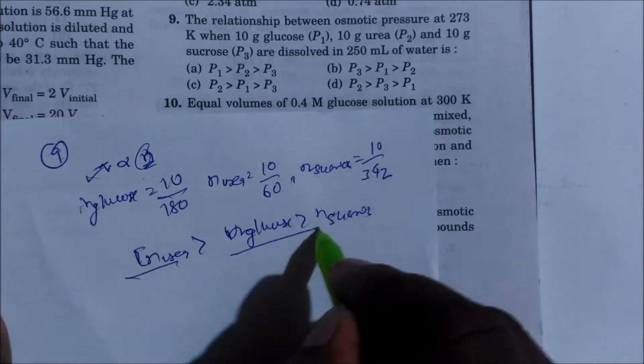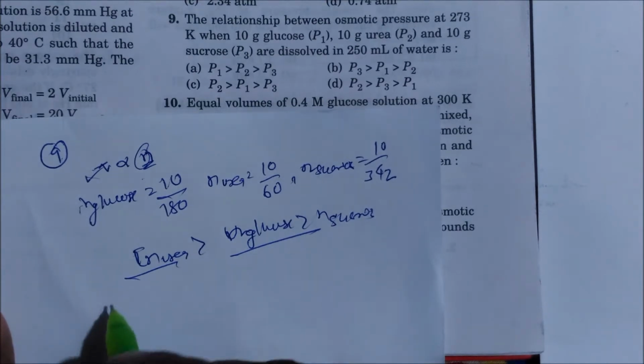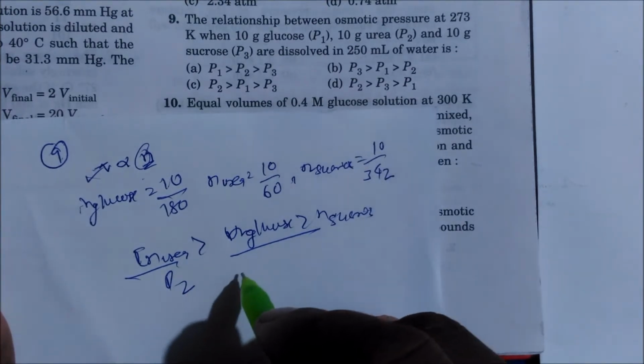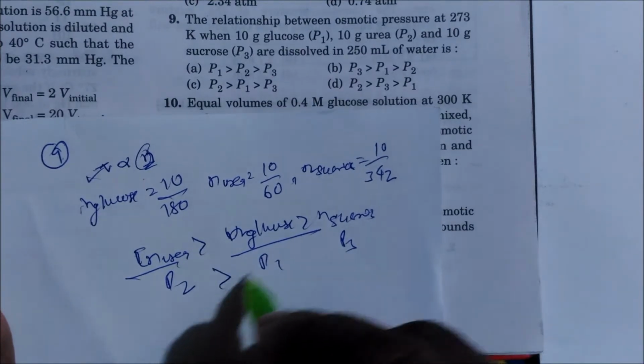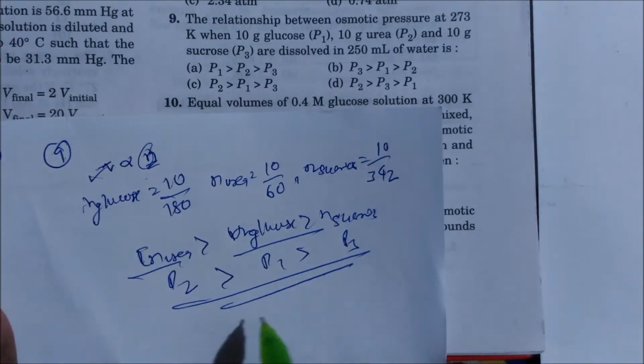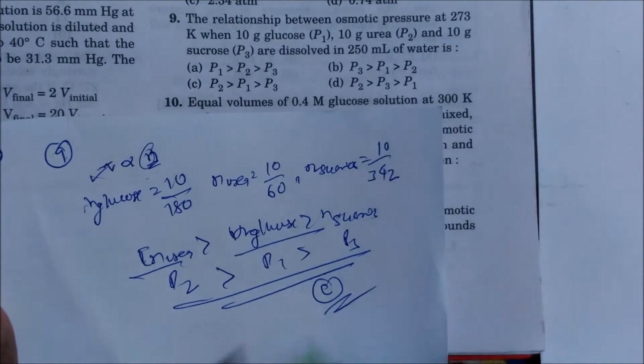So this is our ratio. So pi will also be more. So this is P2, and this will be P1, this will be P3. So this is our ratio. So if you see, the answer is C.